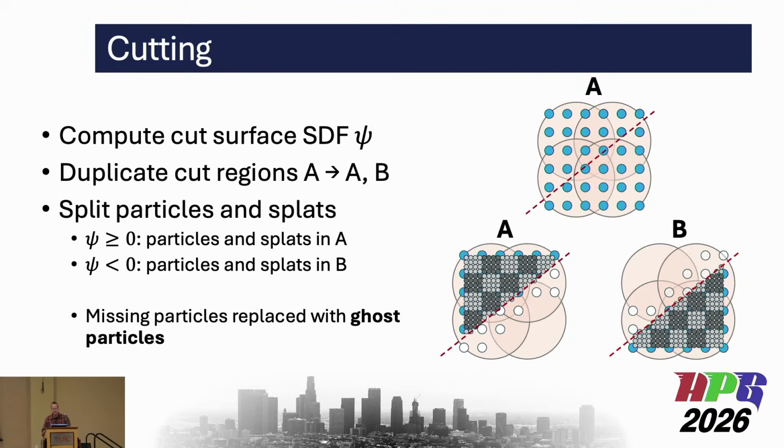In cutting, the user sketches a piecewise linear cut path with the mouse, which is extruded to form a 3D cut surface. Cut regions are duplicated. Then the splats in regions A are intersected with the cut surface psi, and the splats in regions B are intersected with the negative of psi. We replace some particles, shown in white, with ghost particles in a narrow band around the cut.